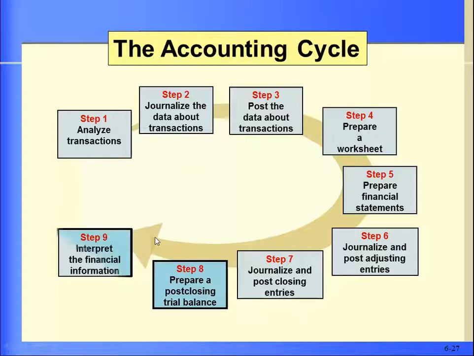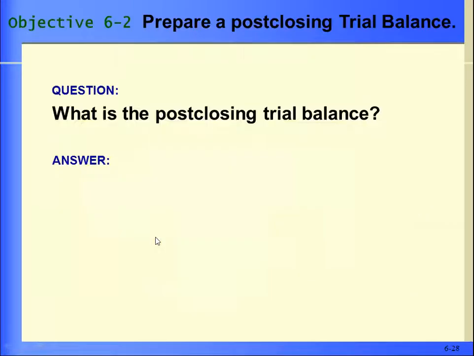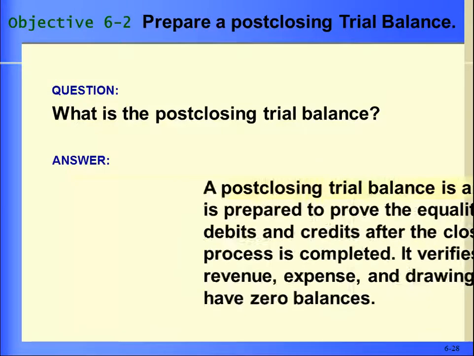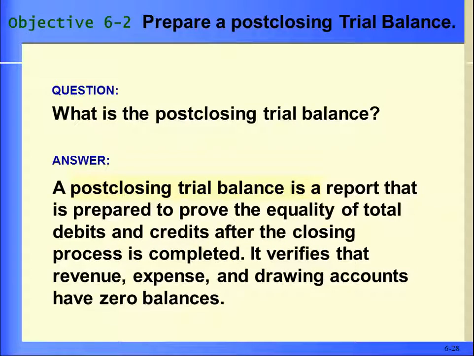So let's go ahead and prepare a post-closing trial balance and interpret that information. So a post-closing trial balance, it's not a financial statement. It's a report, but not a financial statement. So the whole goal is to prove the equality of debits and credits after the closing process is completed. So remember, we actually had a trial balance where we proved the equality of those numbers, the debits equal the credits, after we did our original posting to the ledger.